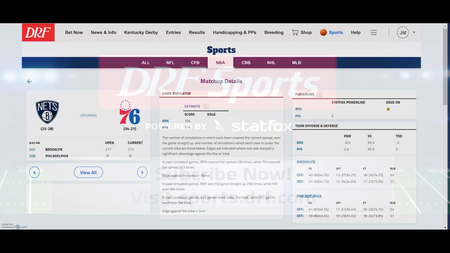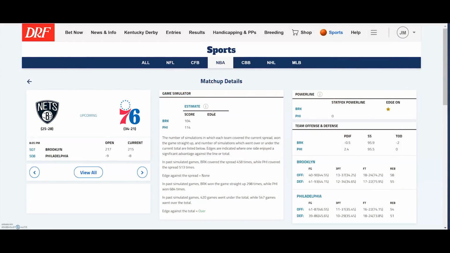Once again, this video is about handicapping NBA basketball utilizing the DRF Sports Matchup tool. Each of our sports has a similar design for our matchup tool. In the upper left-hand corner, we'll display the teams playing, their records, along with the opening and current line, the betting rotation board number, and the game start time. That's all included in this upper left-hand capsule.